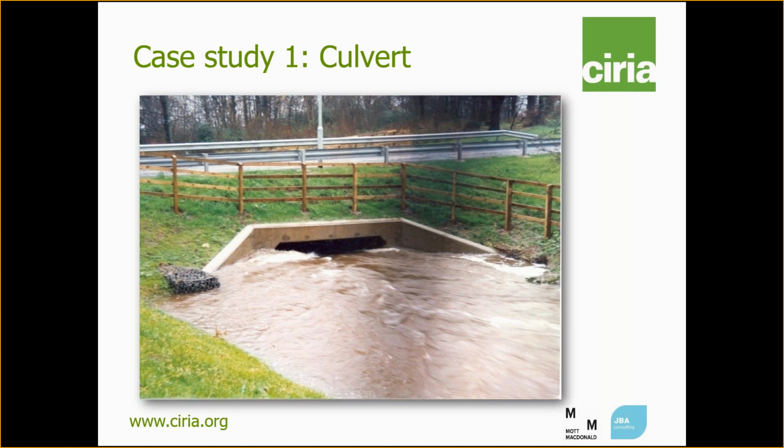In terms of low flow, although you can't see it in this photograph, this culvert has been designed to provide easy passage to fish and mammals, and to keep a natural bed material through its invert to help with that.